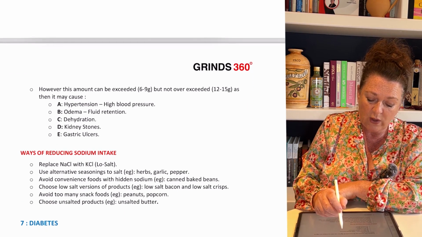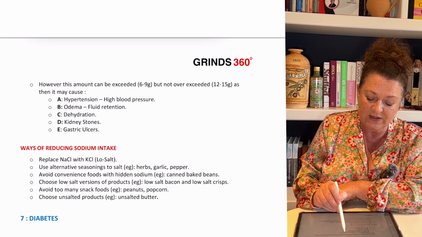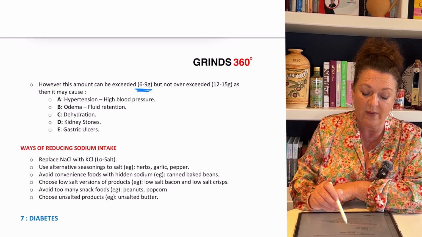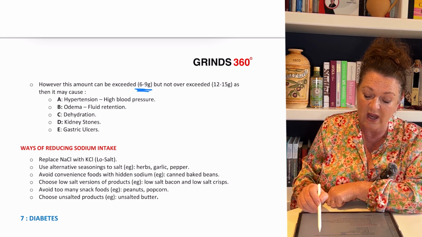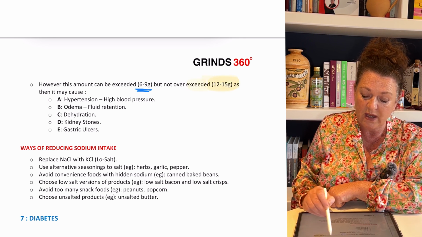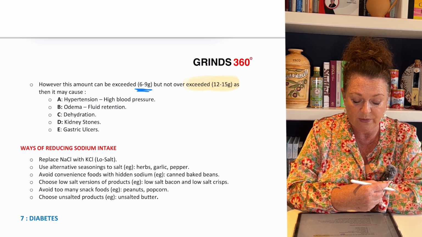So we can take more than 1.6 grams a day as adults. Anywhere between 6 to 9 grams is considered a safe amount of sodium a day. However, 12 to 15 grams is what the average Irish person is eating of sodium a day.